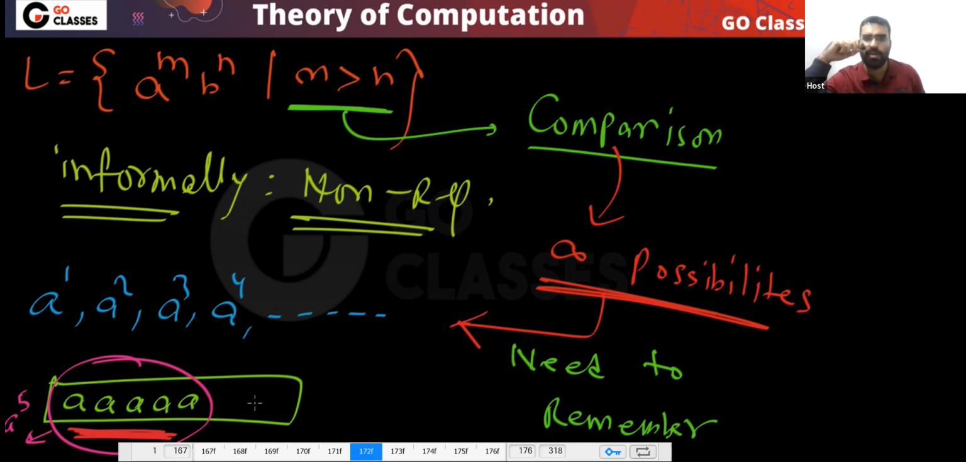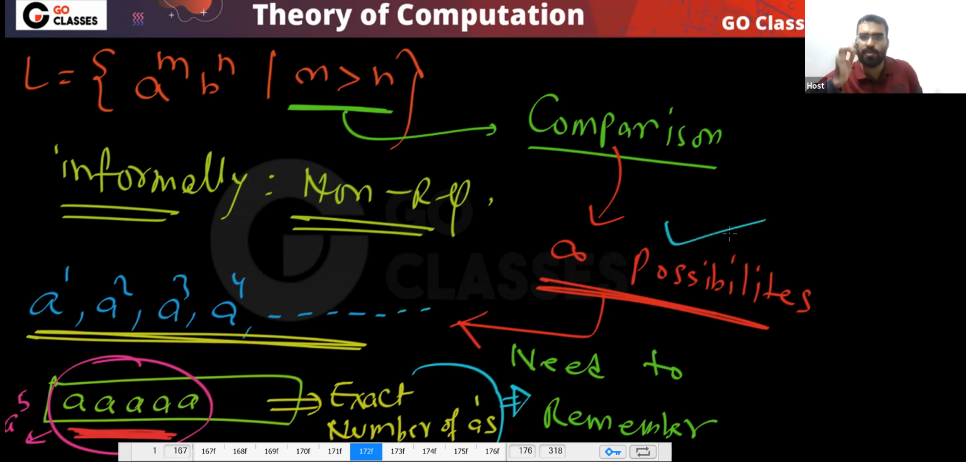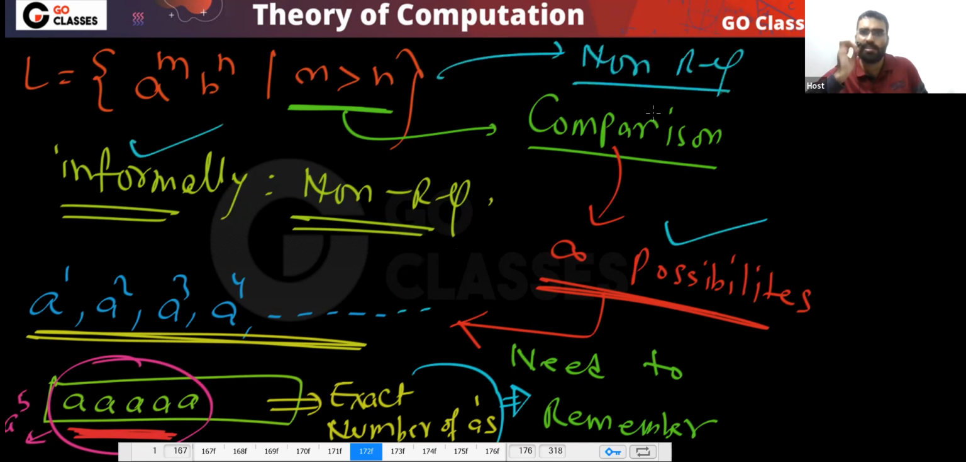Is this clear to everyone? The idea is very simple. We need to remember the exact number of a's. Because of this exact number of a's, you will get these infinite possibilities. So this is the informal proof. Informally, this language is non-regular.